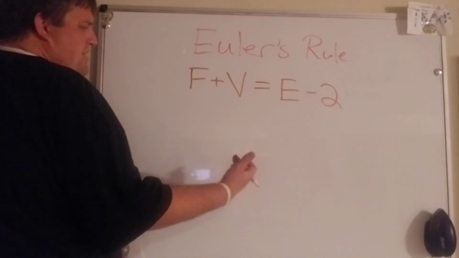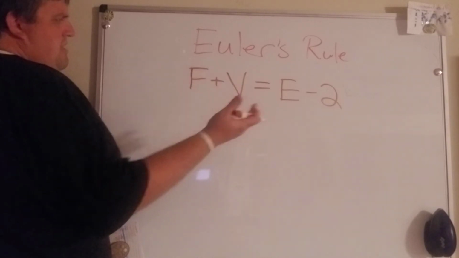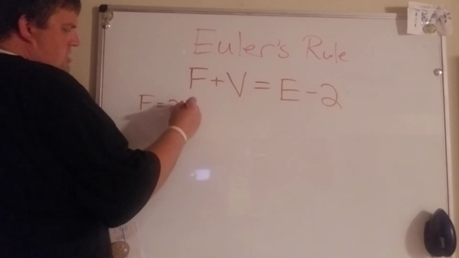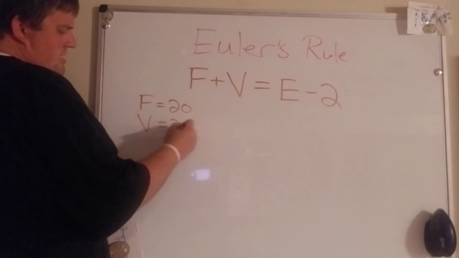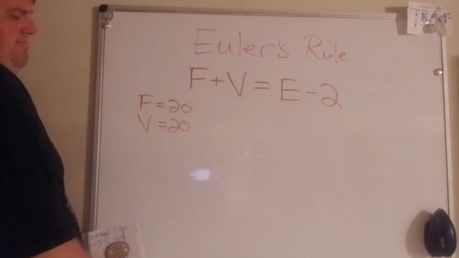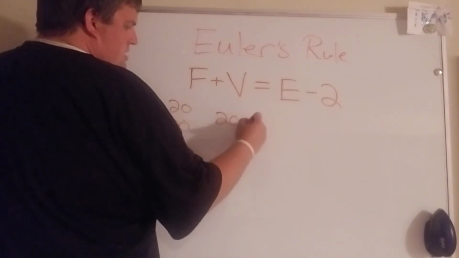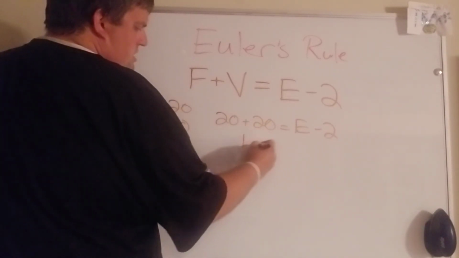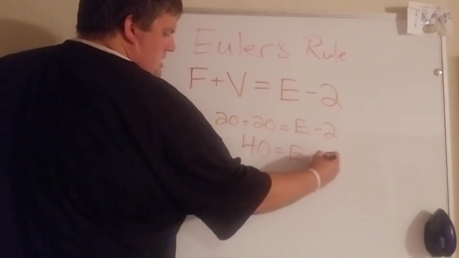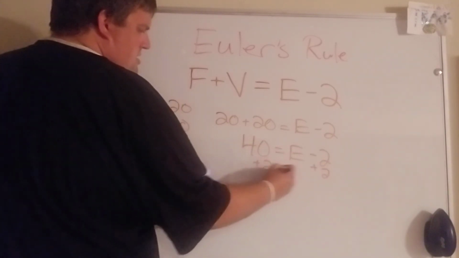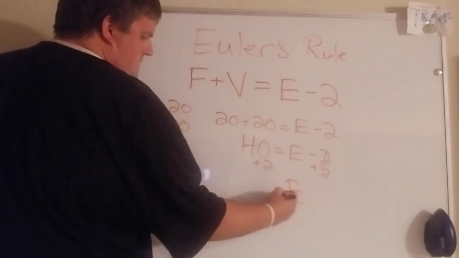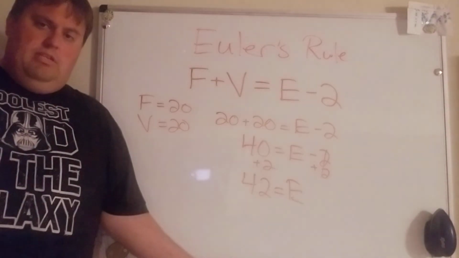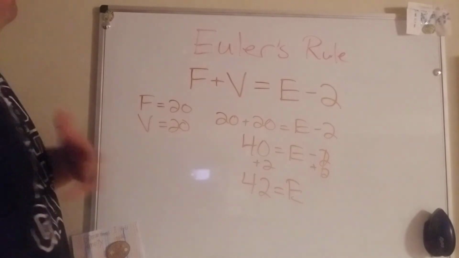But what we can do now is say something like, hey, what if there's a solid and it has 20 faces and 20 vertices. How many edges does it have? Well, we can just plug them in. 20 plus 20 equals E minus 2. 20 plus 20 is 40. E minus 2, add 2. And this thing would have to have 42 edges. So that's one way we can do it. We can have a problem like that and just find the other thing.